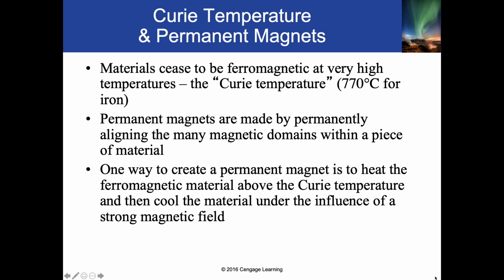Permanent magnets are made by permanently aligning magnetic domains within a piece of material. One way to create a permanent magnet is to heat the ferromagnetic material above the Curie temperature and then cool the material under the influence of a strong magnetic field. Well, that's cool, right? So heat up the iron, and then bring a really strong magnet close by and let it cool. And when it cools, the metal will be permanently magnetic. I actually didn't know that. That's pretty cool. I'm going to try that.